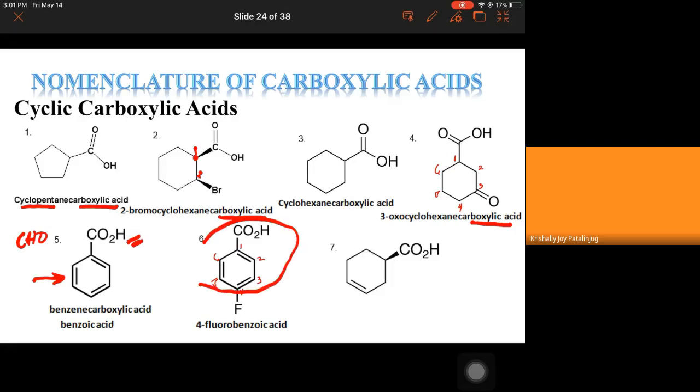What is the common name of this? The one circled is already benzoic acid. So what is missing from the name is the fluoro, at carbon 4. So 4-fluoro benzoic acid. And lastly, you have here carbon 1, 2, 3, 4, 5, 6. The corresponding cycloalkene name is cyclohexene. Where is the double bond? Carbon 3. So cyclohexene carboxylic acid. 3-cyclohexene carboxylic acid.